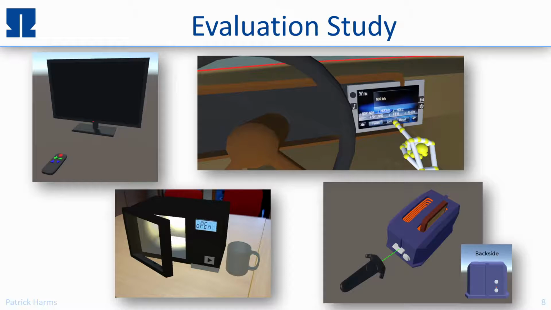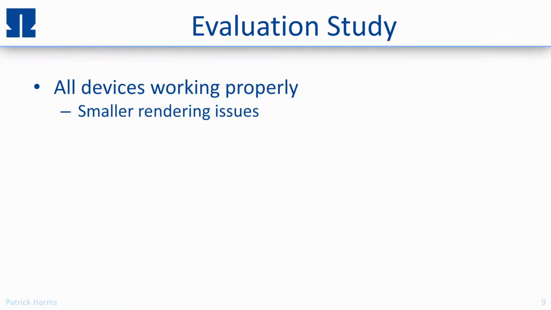So on a PC, which is shown on the top left with a TV, in mobile AR, which is shown on the bottom left with the microwave oven, in VR with the controller-based interaction, which is shown on the bottom right with the toaster, and in VR with the hand tracking based interaction, which is shown on the top right with the car infotainment system. All devices basically worked as expected. The only thing that we observed was that we had some smaller rendering issues. For example, that some of the videos on the TV were played upside down in some runtime environments.